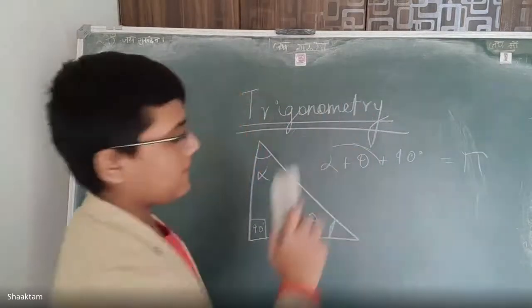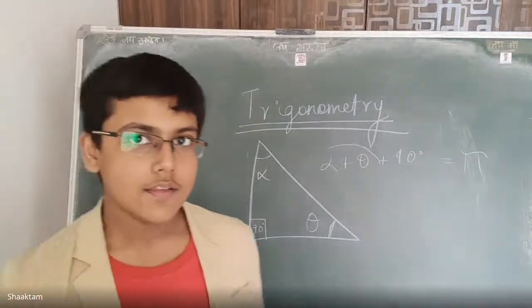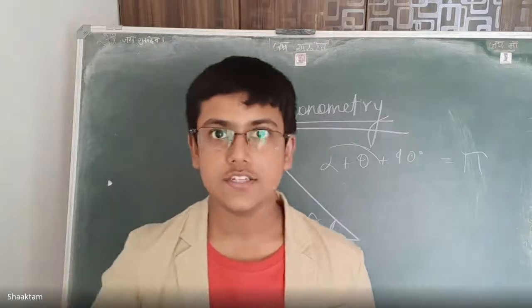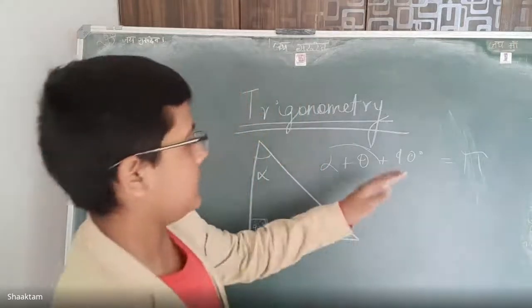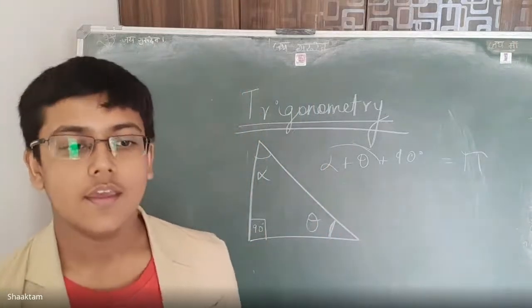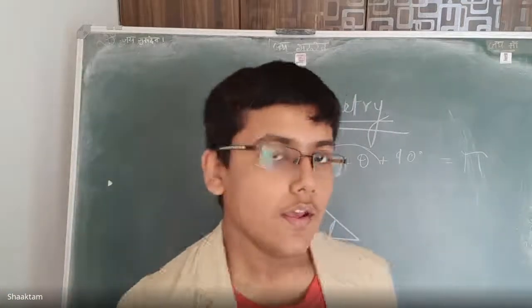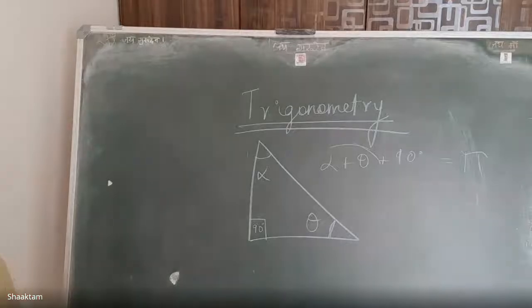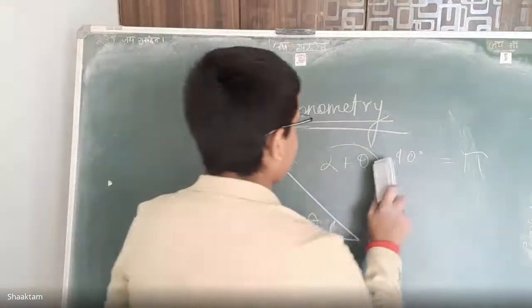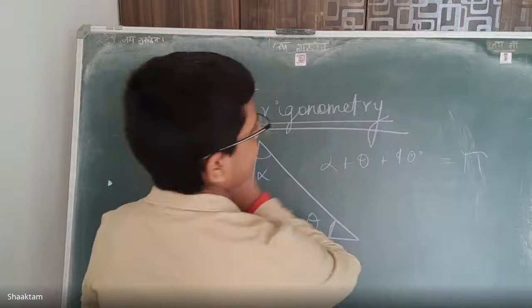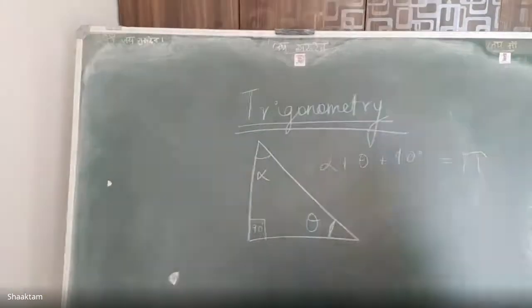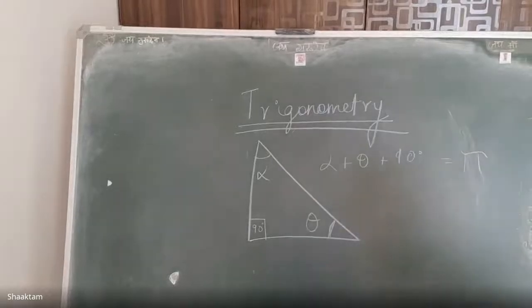Now you all must be perplexed. You had learned in some of your grades that pi is a constant irrational number and not something which you can put in degrees. Pi is a constant irrational number which is approximately 22 by 7 in value. But now I am telling that the sum of angles is pi. Now, this may leave you a bit perplexed, but let me explain how this is possible.